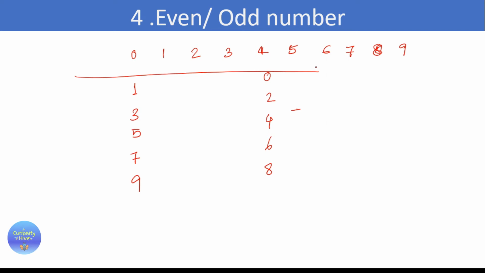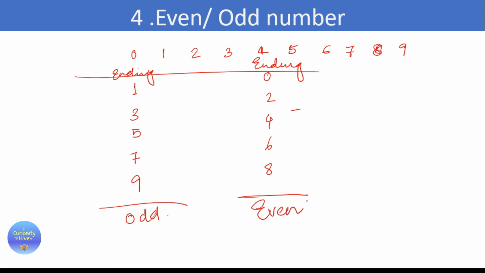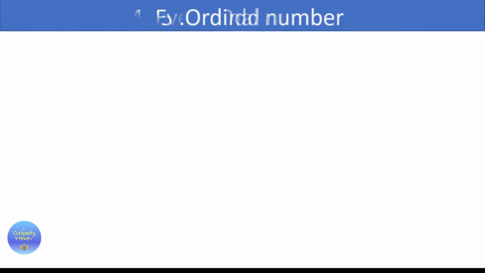So any number ending in 1, 3, 5, 7 or 9 would be odd. Any number ending in 0, 2, 4, 6 or 8 is even. This is all you need to remember to work the questions that are coming ahead. Next concept is ordinal number.